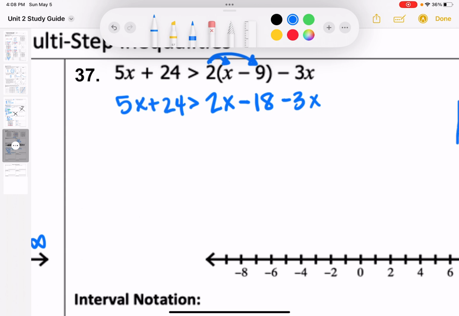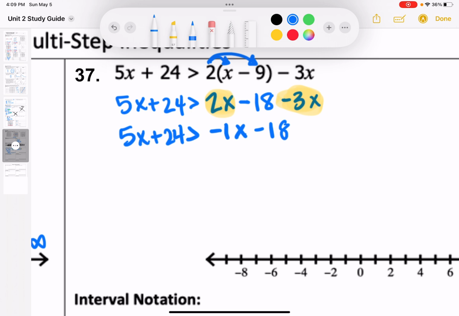Now, before I start moving stuff to other sides, I need to make sure that I don't have any like terms on either side. So on the right side, we do have like terms. We have 2x and -3x. So I'm going to combine those, and I'm going to get -1x. And now I can start moving stuff around.